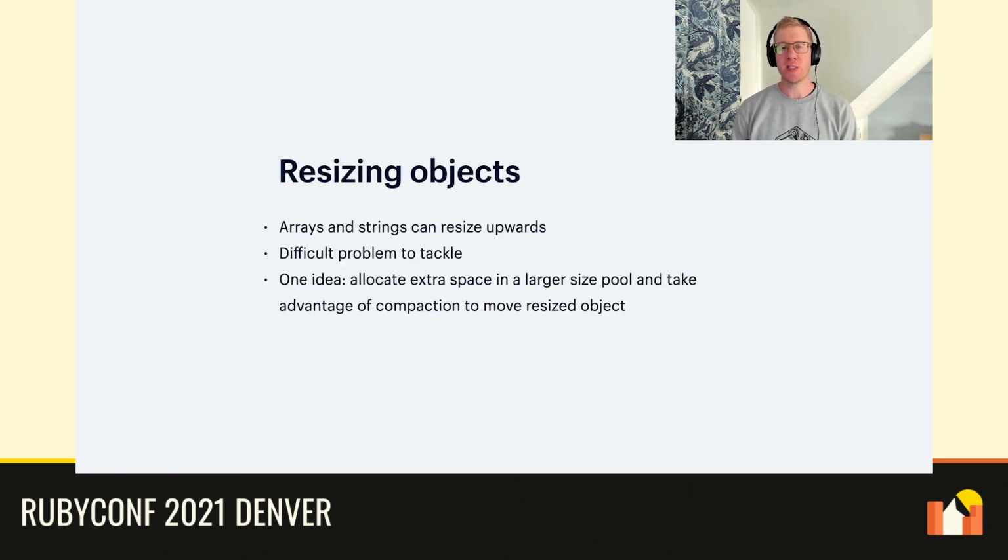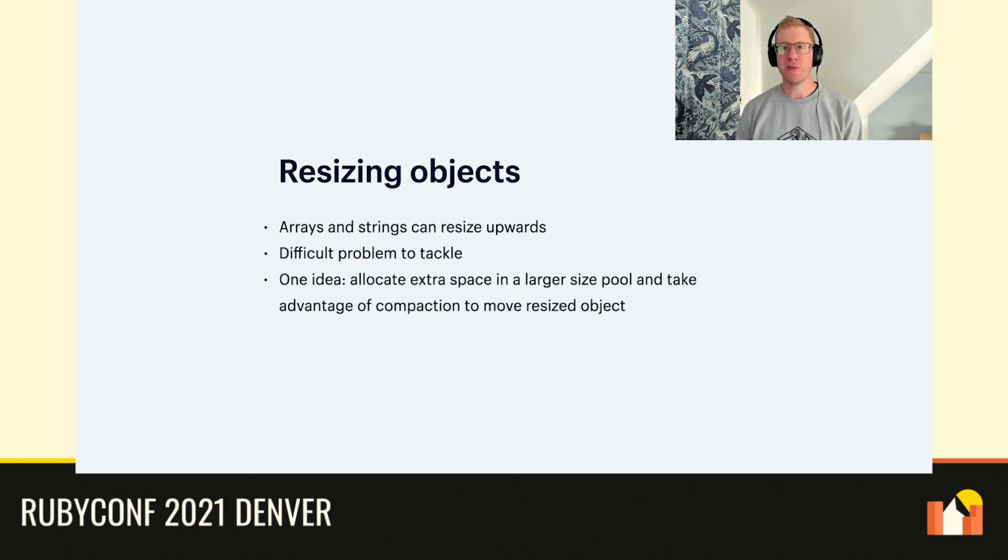As you saw in our string implementation, we don't currently have an elegant way to resize objects. This is a tough problem, and solving it is one of our next major milestones. An idea we're currently investigating is to leverage GC compaction to move object data for us. So, when we need to resize up and the current slot is not large enough, we could allocate the new data into a slot in a larger size pool, and then use compaction to move the original object structure next to its data again and free up the old slot.